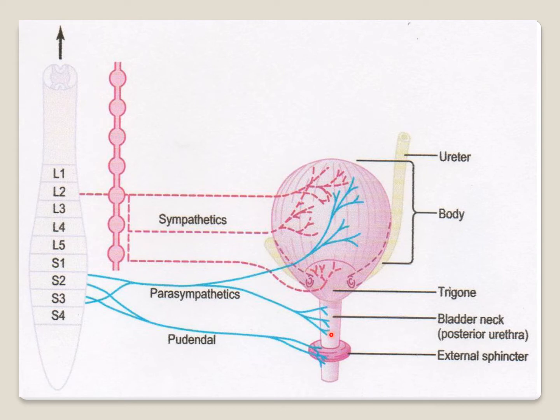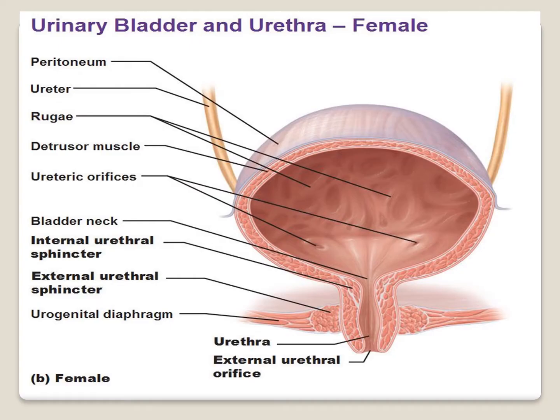Beyond the posterior urethra, the urethra passes through the urogenital diaphragm. This urogenital diaphragm is composed of voluntary skeletal muscle, which is under voluntary control, so it is called the external sphincter. This is the trigone, which has a smooth mucosa. This is the rugae. This is the internal urethral sphincter, and this is the urogenital diaphragm, which contains a layer of voluntary skeletal muscle forming the external urethral sphincter.